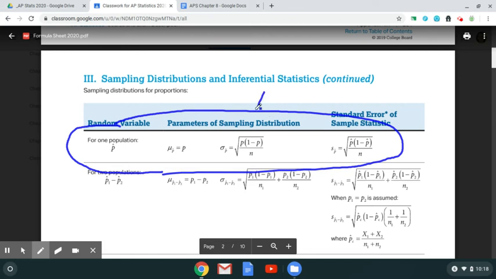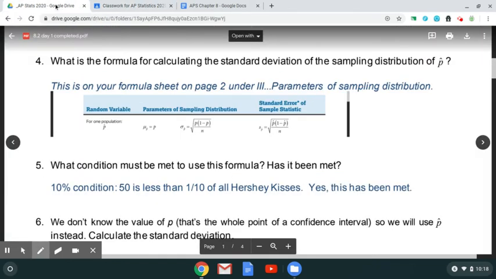So when it asks for the standard deviation formula, it's sigma of P hat equals the square root of P times 1 minus P, divided by N, all under the square root. So this is the formula for calculating the standard deviation of the sampling distribution.